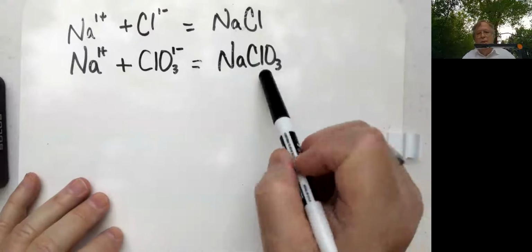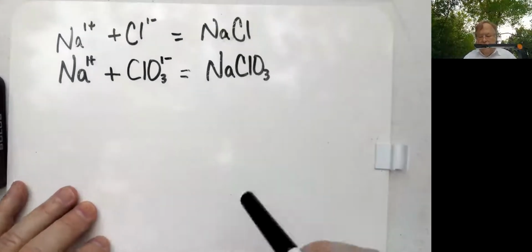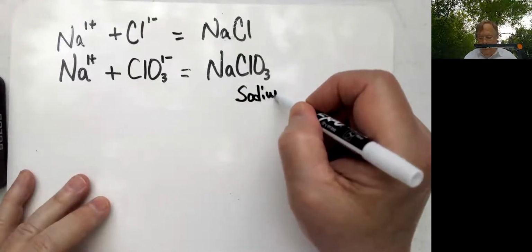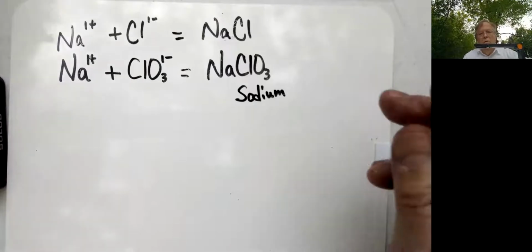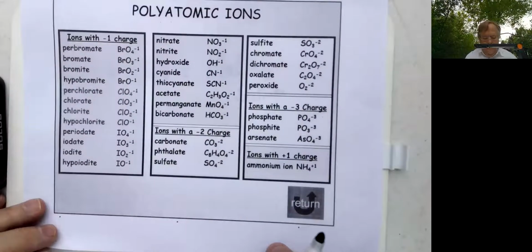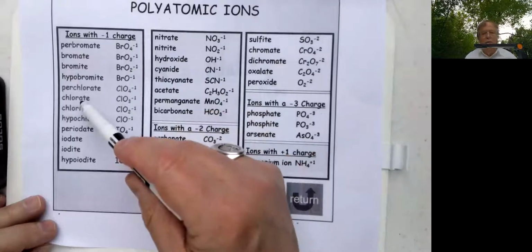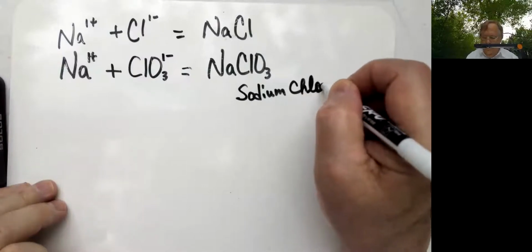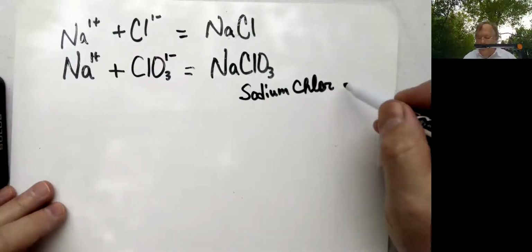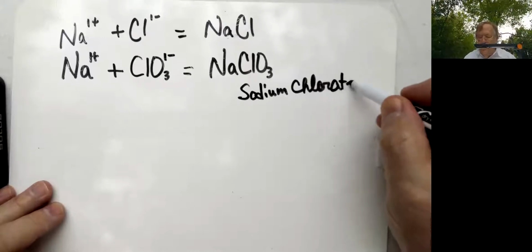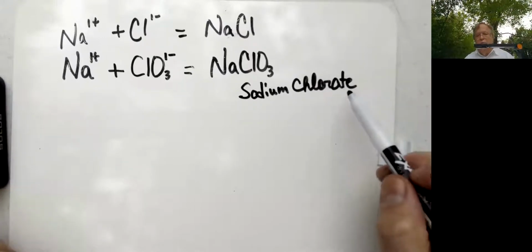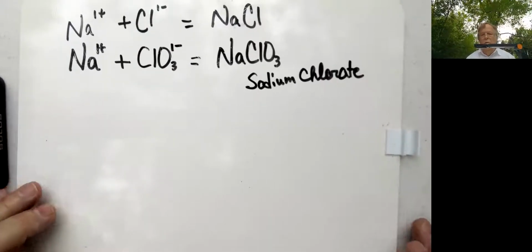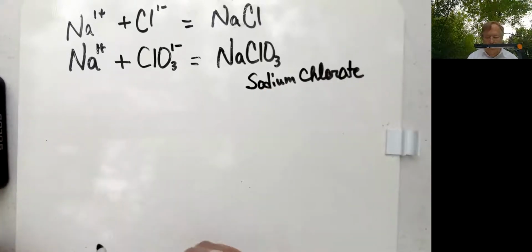So this compound is balanced, and this is by name. This would be sodium, and you get the name off of the chart. Chlorate. So there's that root word again, and this time we put A-T-E on it. The other ending that you see sometimes is I-T-E. All right, so there's my sodium chlorate.